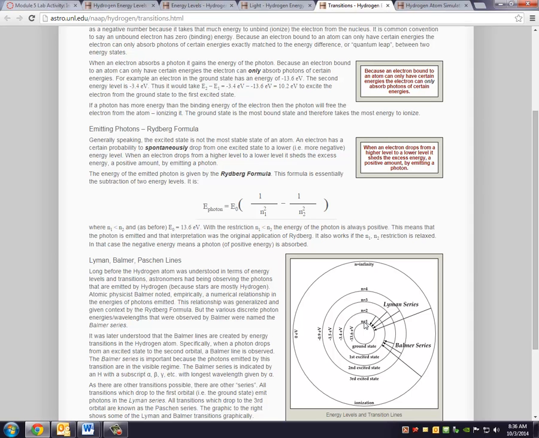It's like a ladder. You can't stand between rungs. You have to be standing on certain rungs, and if you gain some energy, you move up to the next rung. If you gain the right amount of energy, you move up to the next rung. You can't just absorb any kind of energy. It's got to be the right amount of energy in order to allow you to change energy levels.